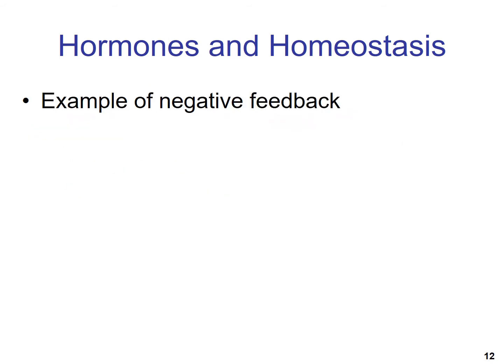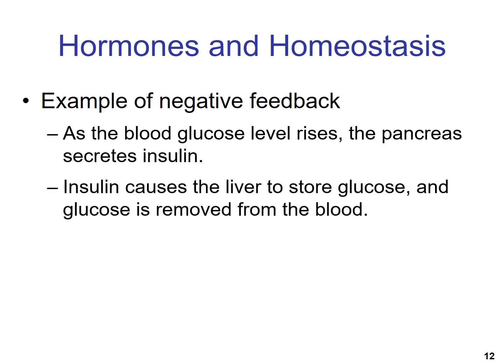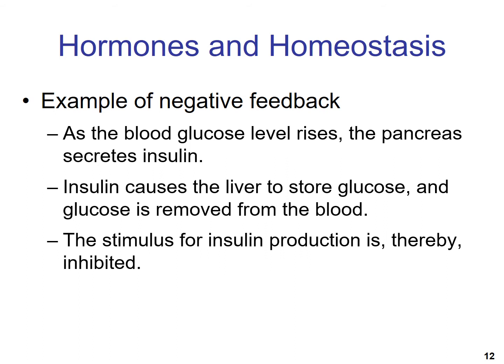So here's an example of negative feedback. So we're going to refer to this more directly. As the blood glucose level rises, the pancreas is going to secrete insulin. And what insulin does is, for one thing, it causes the liver to store glucose, but it also directs cells around the body to take glucose up from the bloodstream. So glucose gets removed from the bloodstream. And as the blood glucose level reduces, the stimulus for insulin production is reduced and eventually completely inhibited.